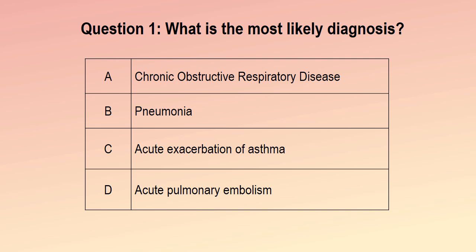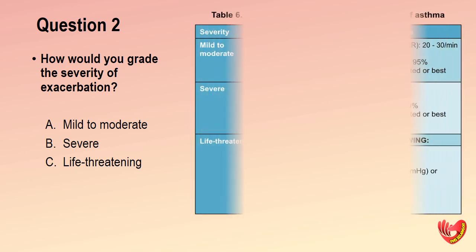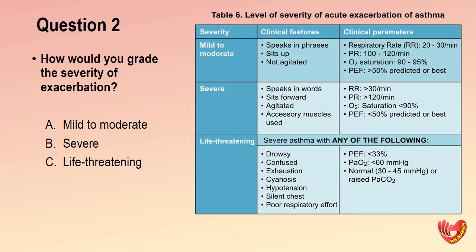Question 1. What is the most likely diagnosis based on the case scenario given just now? Can you guess? The likely diagnosis will be acute exacerbation of asthma. Question 2. How would you grade the severity of exacerbation? Based on this table, this lady falls under mild to moderate severity because she speaks in phrases, sits up and is not agitated, and based on the clinical parameters as shown in the table.